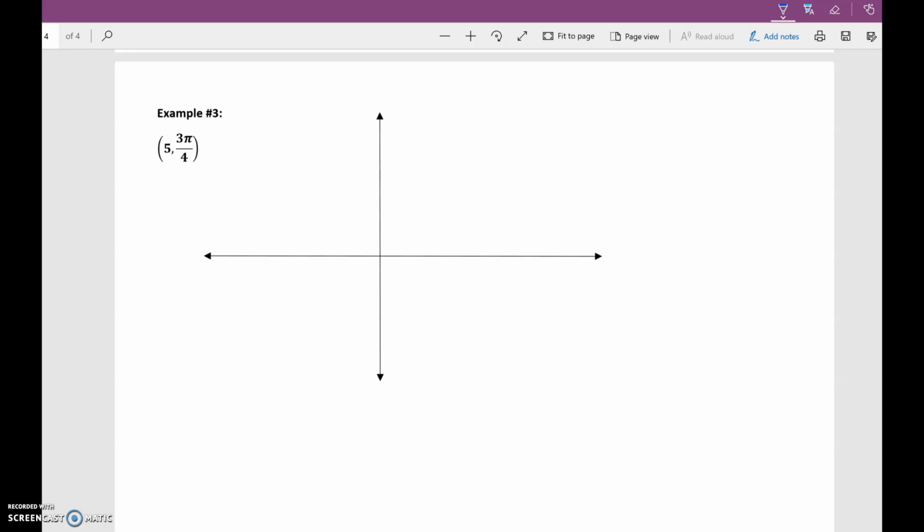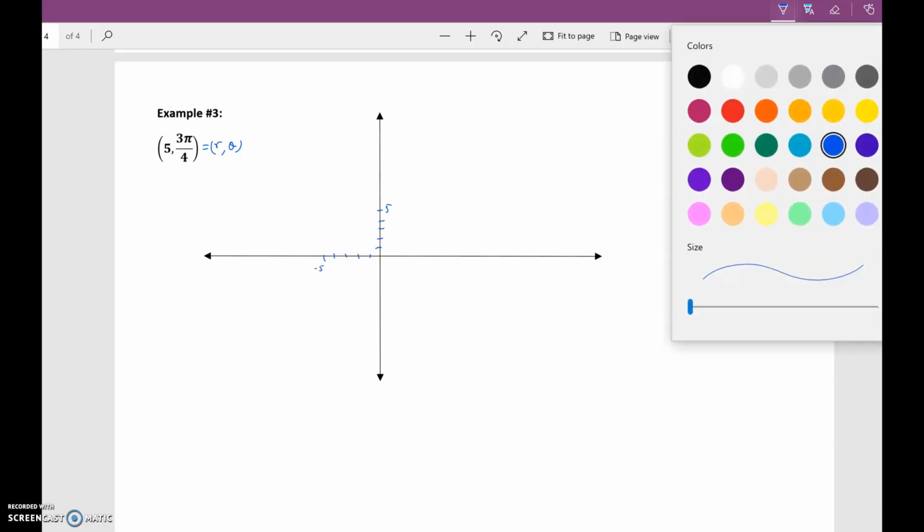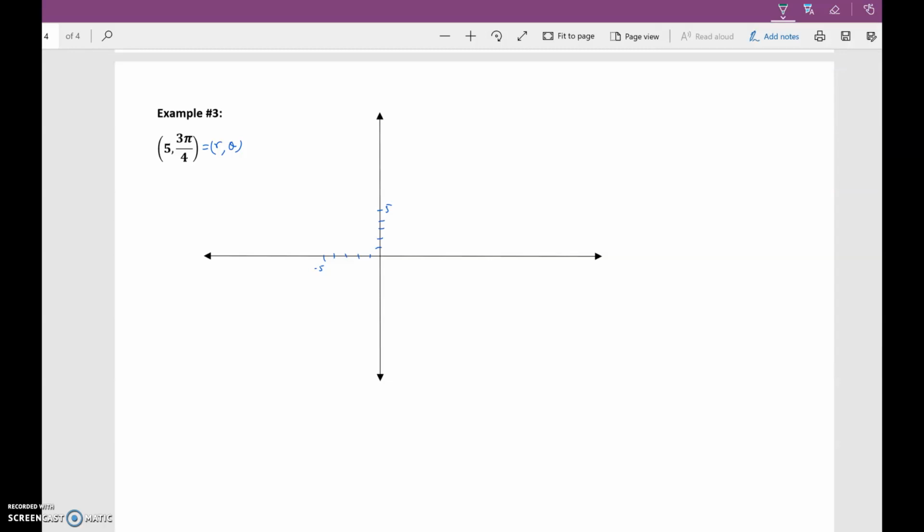In this case, remember that all of these are r, theta. So technically, this coordinate point is on a radius of 5. So I'm just going to hit 1, 2, 3, 4, 5, and 1, 2, 3, 4, 5. So this is technically 5, and that's negative 5.